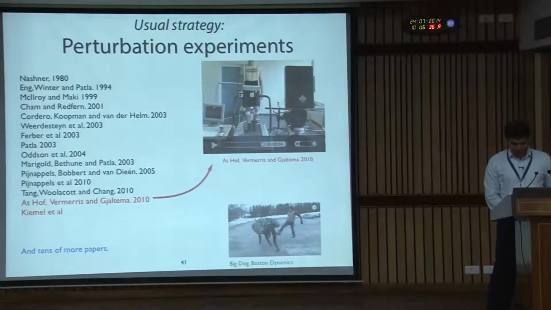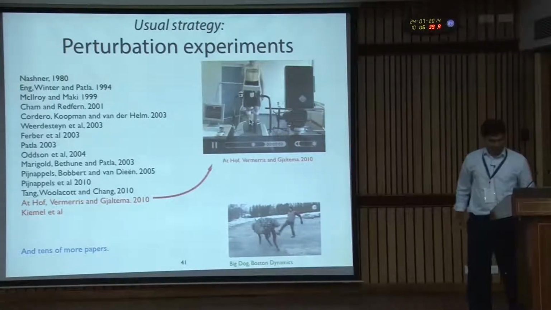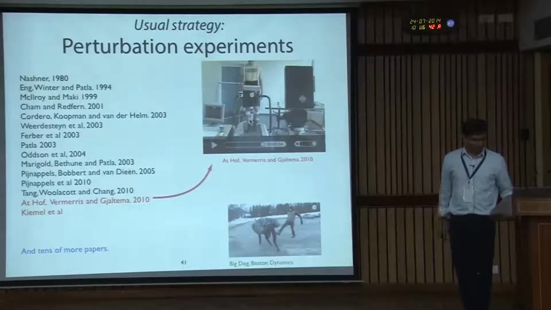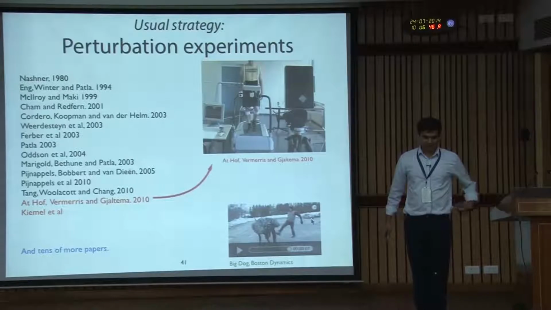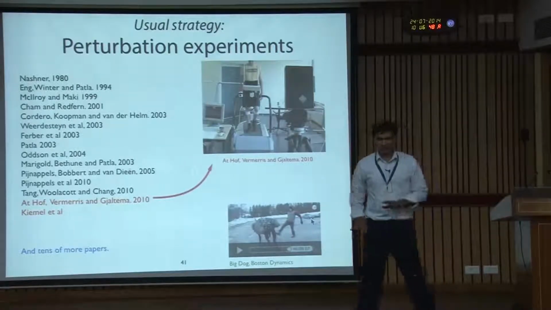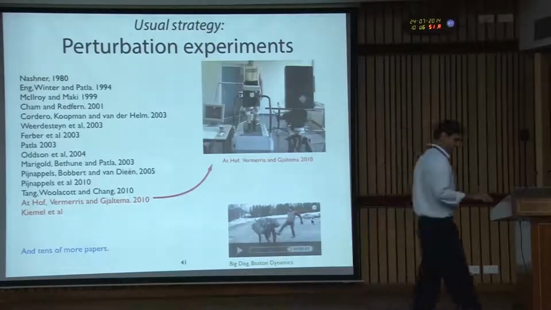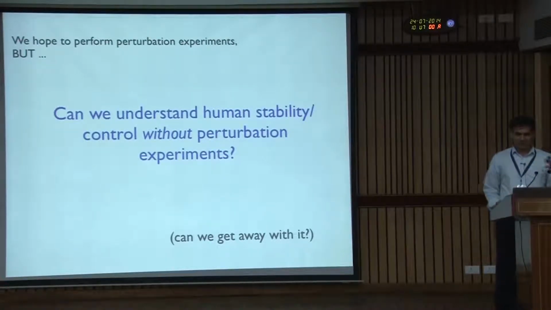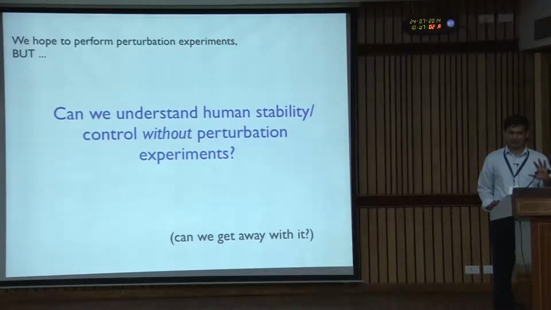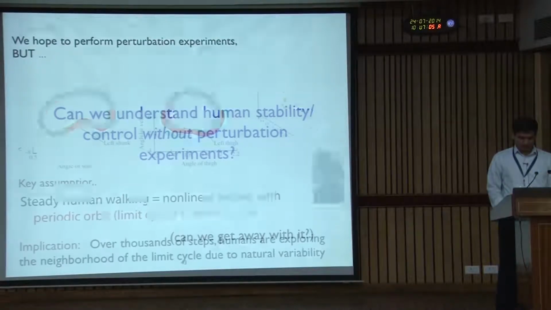And this is a much tinier perturbation of a person. You can barely see the perturbation. But you can see that the person takes appropriate measures, as does the robot. When the person was pushed sideways, the person took a step this way and sort of recovered. So you can do perturbation experiments, which we're hoping to get to, but can we understand human stability and control without doing these perturbation experiments? Turns out we might be able to.